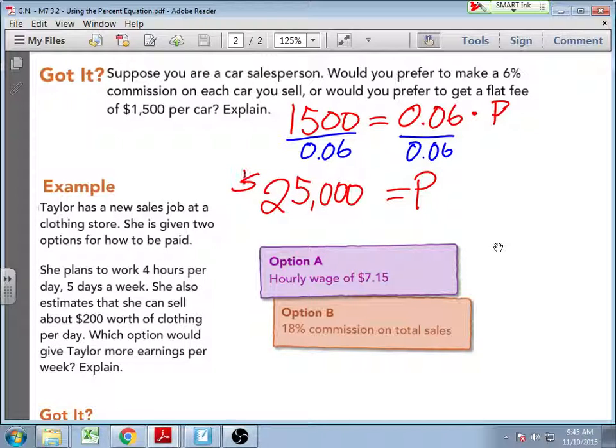That's 25,000. So, if you were on a lot that sold cheaper cars, less than $25,000 vehicles, which would you rather take? The flat pay or the commission percentage?